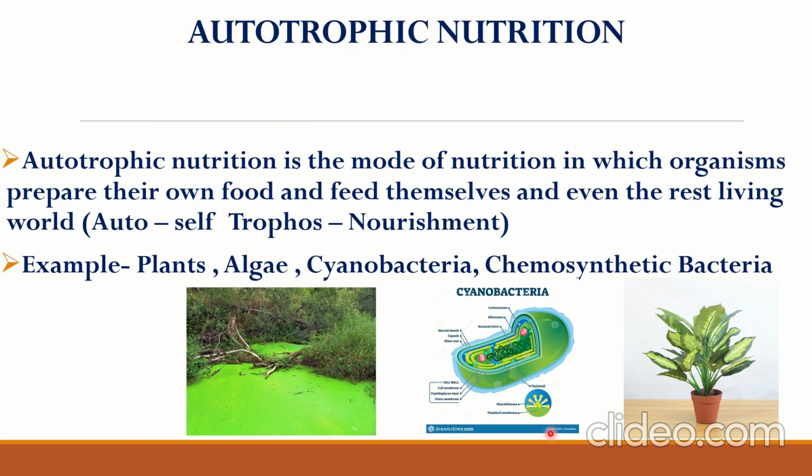So they are autotrophs. They have autotrophic nutrition because they prepare their own food, they feed themselves, and they feed the rest of the living world. You can see from the word auto, which is self, and trophos, which is nourishment. Examples of autotrophic nutrition are plants, algae, cyanobacteria, chemosynthetic bacteria, etc.